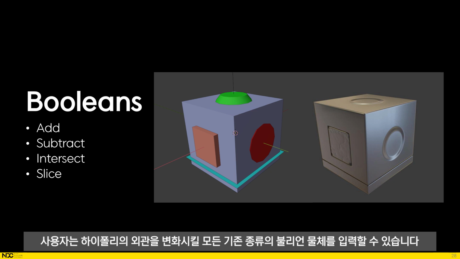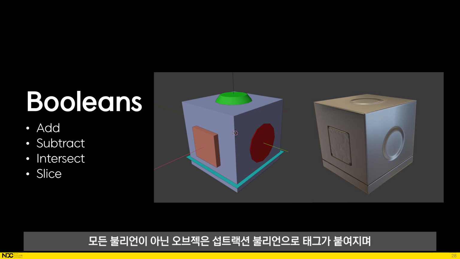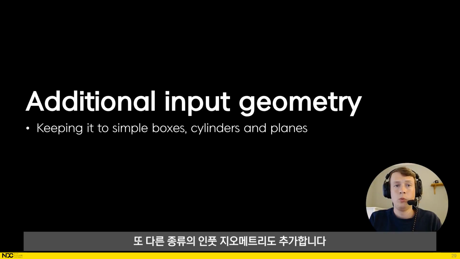Then, the user can input all the basic kinds of Boolean objects that will change the appearance of the high poly. Every non-Boolean object can also be tagged as a subtraction Boolean so that there's never any intersection between parts. For the intersection boxes, the brownish-orange one to the left, the user can also use different materials. We're also adding other types of input geometries.